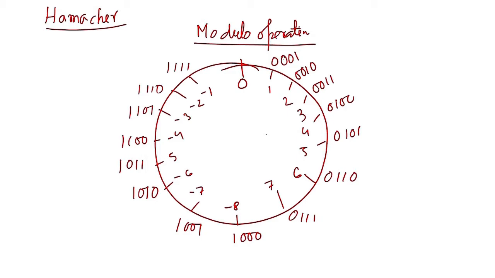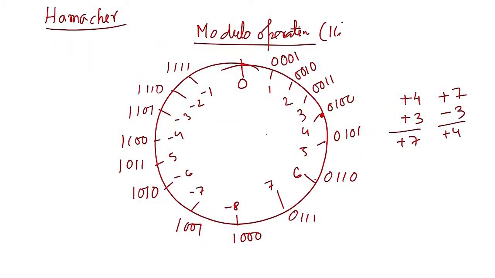Now, what do we do? Let us say we want to add +4 and +3. Simply, we identify the location of 4 and then move 3 places: 1, 2, 3. So the result is +7. Now, let us say we want to add +7 and 3. The result is actually +4. This is a modulo 16 operation.